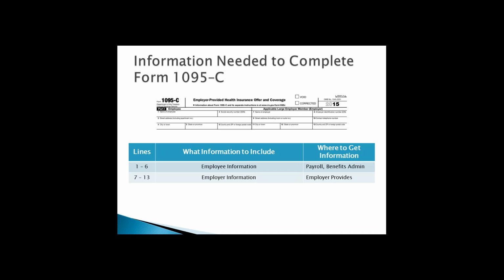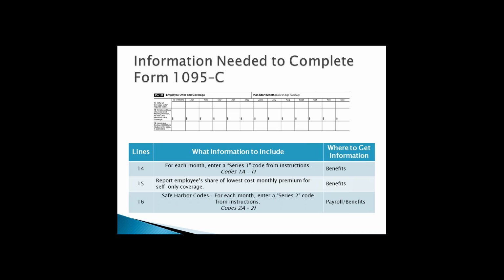As you can see, lines 1 through 6 request employee information, which includes the name of the employee, their social security number, and home address, while lines 7 through 13 include employer information, such as the employer identification number, address, and contact number.